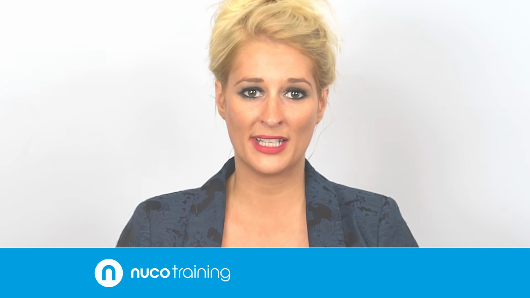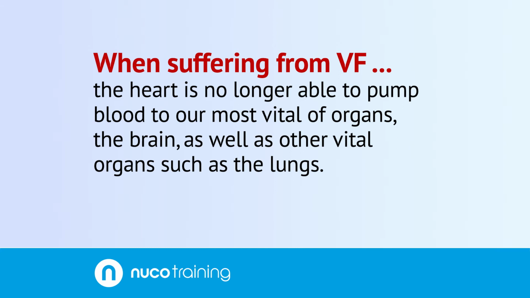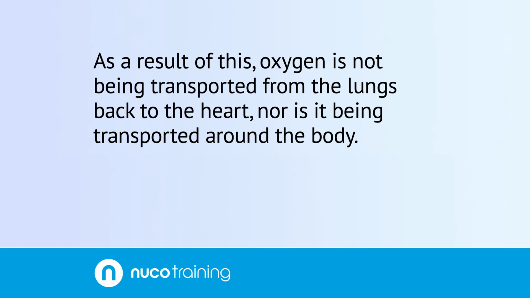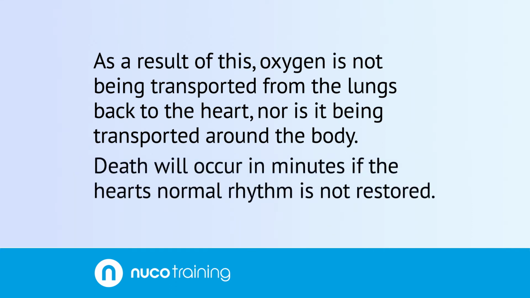When someone goes into cardiac arrest, the heart will initially continue to beat, but in an uncoordinated, abnormal way. This severely abnormal, chaotic heart rhythm, arrhythmia, is known as ventricular fibrillation, or VF. When suffering from VF, the heart is no longer able to pump blood to our most vital of organs, the brain, as well as other vital organs such as the lungs. As a result of this, oxygen is not being transported from the lungs back to the heart, nor is it being transported around the body. Death will occur in minutes if the heart's normal rhythm is not restored.